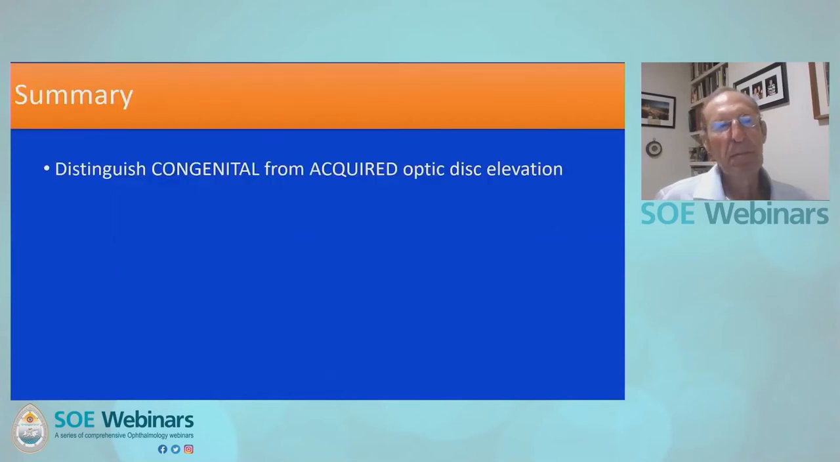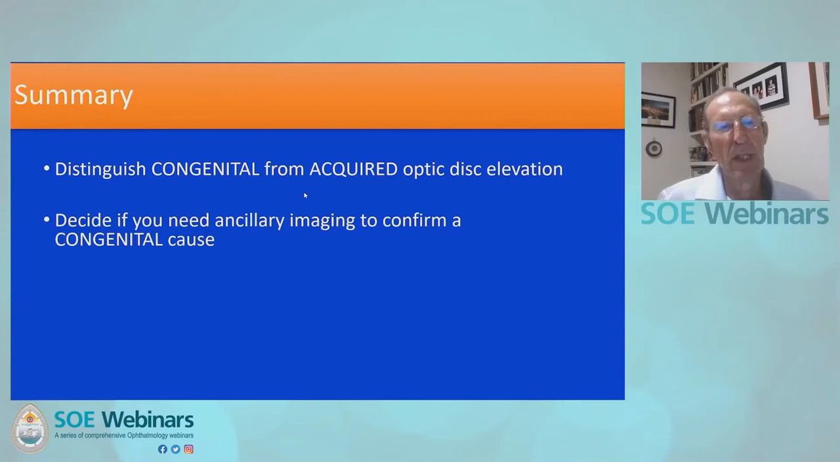All right, so I've come to the end, and I want to summarize these points for you and leave plenty of time for questions and discussion. So point number one is distinguish congenital from acquired optic disc elevation. That is very important. If you shove everybody into the same workup, you're going to be doing an awful lot of unnecessary testing of patients with the elevated optic disc.